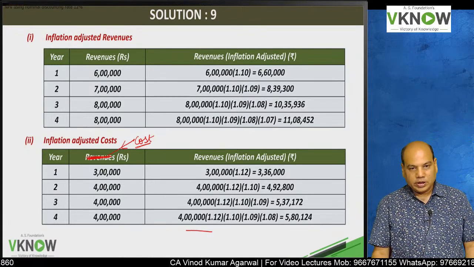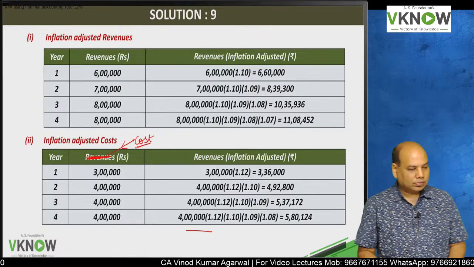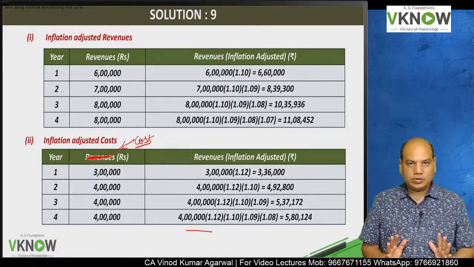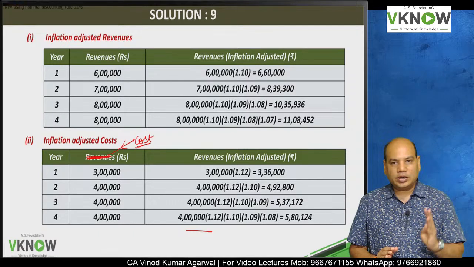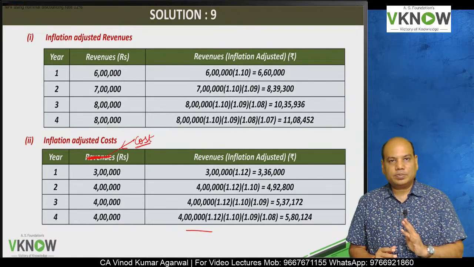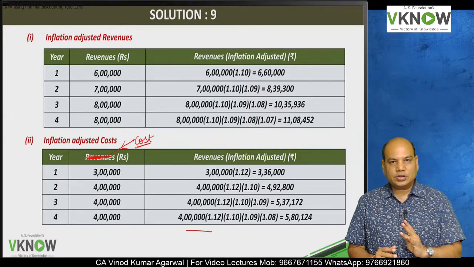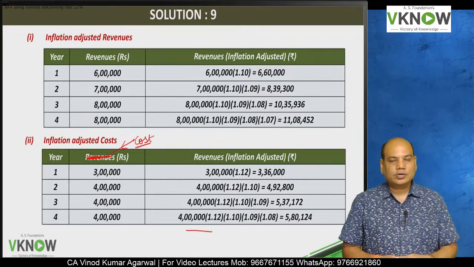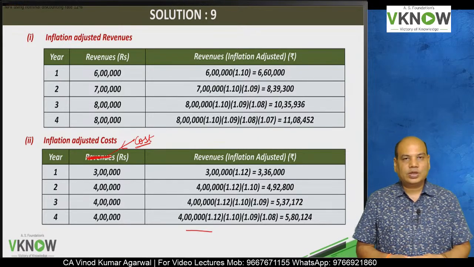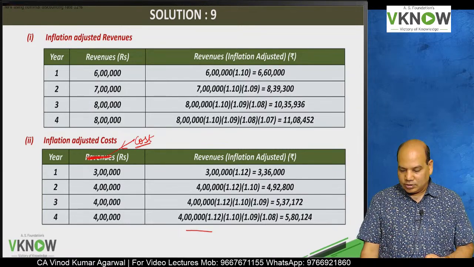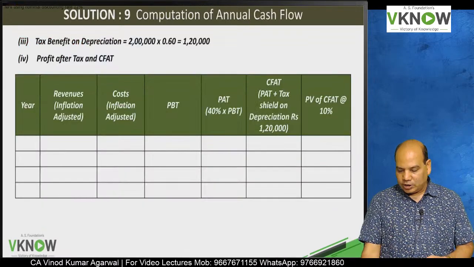This is my cost. Now the question is very easy. Revenue minus cost minus depreciation will give you PBT. You will get profit after tax. You will get CFAT and you can discount it at the nominal discount rate given in the question.